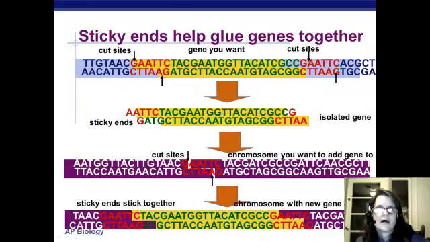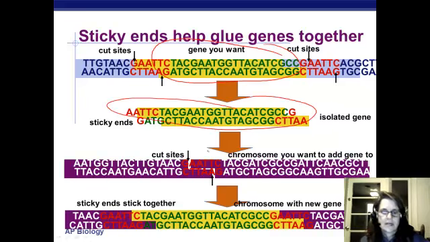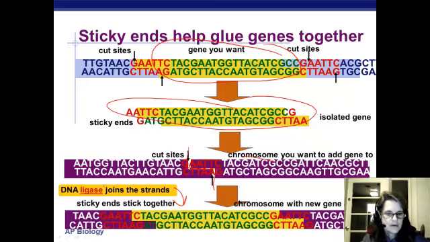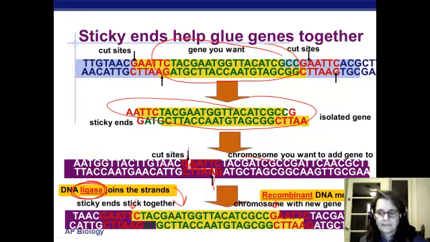Okay? We cut out the part we want. Here's the gene we want right there. We cut it out. There it is with its sticky end. Here's the chromosome we're going to add the gene to. We're going to cut that and stick that gene we want right in there. Okay? Please remember, this guy, DNA ligase, is used by scientists, biotechnologists, to join the strands together once they are added to the same pot.